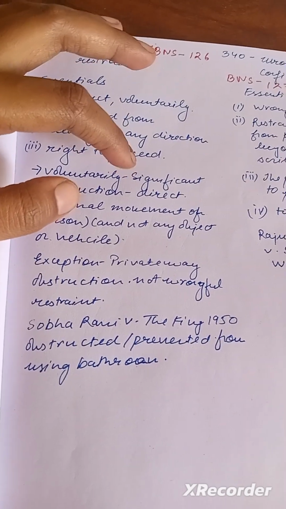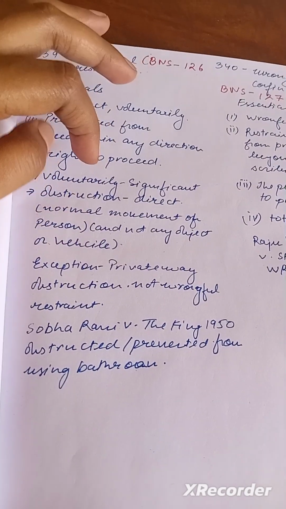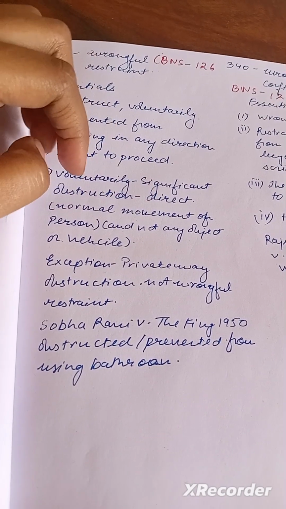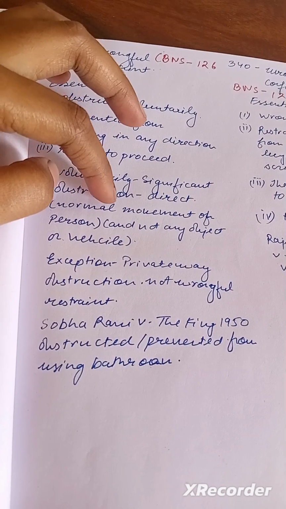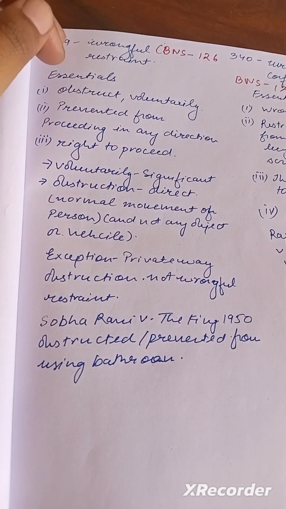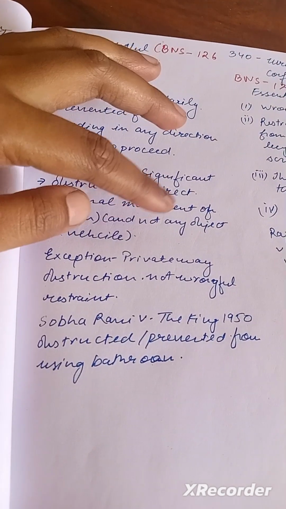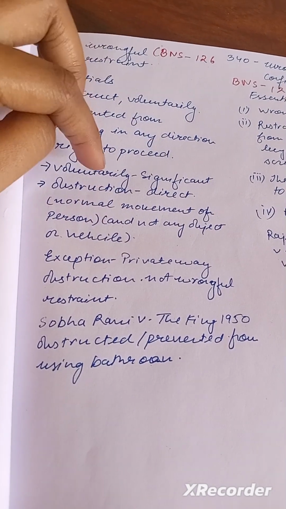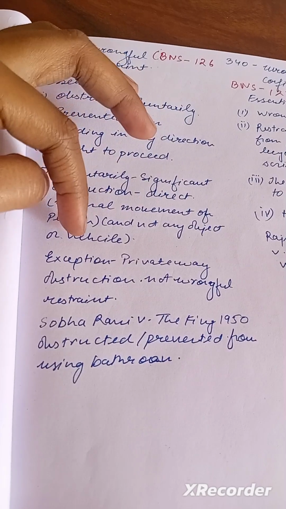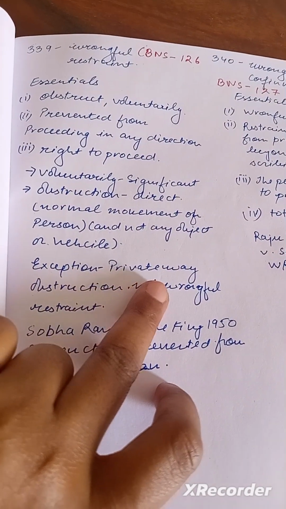You have to prove that there was a voluntary act, like it is mentioned under Section 39. Obstruction must be direct. So a person was prevented from the normal movement of the person. So the person had the right to move in that particular direction, and his normal movement was prevented, and not to the object or vehicle. So wrongful restraint is not applicable to any inanimate object or vehicles. There is an exception also.